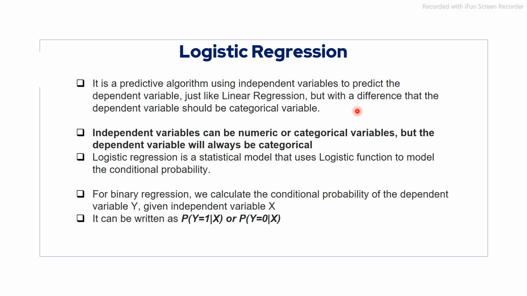So logistic regression is typically a predictive algorithm using independent variables to predict the dependent variable, just like linear regression. But the difference is that the dependent variable should be a categorical variable. This makes logistic regression and simple linear regression different. Your output must be categorical: 0 or 1, yes or no, fraudulent or non-fraudulent, churn or not churn. And the independent variables can be numeric or categorical. If you see a logistic regression data set, some of the features are numeric and some are categorical, but the dependent variable is always categorical.